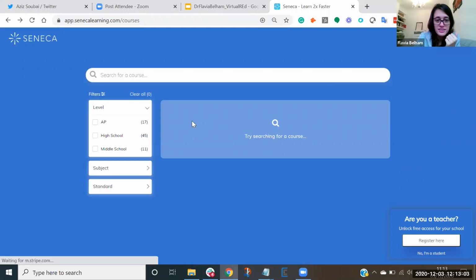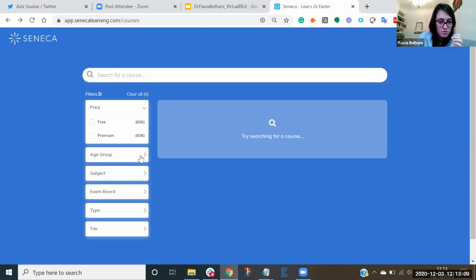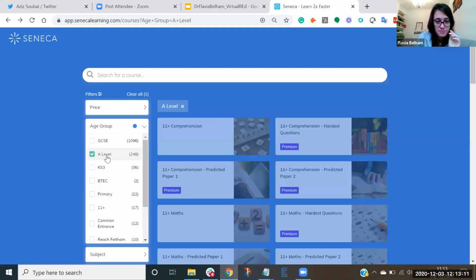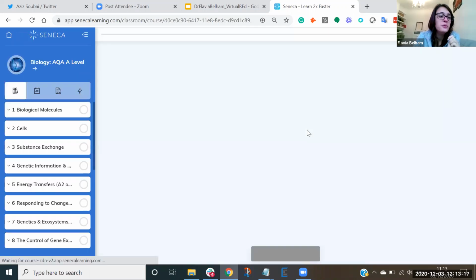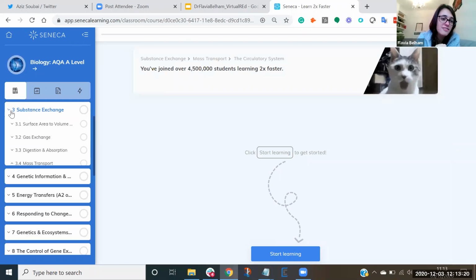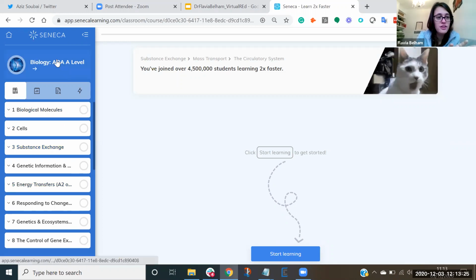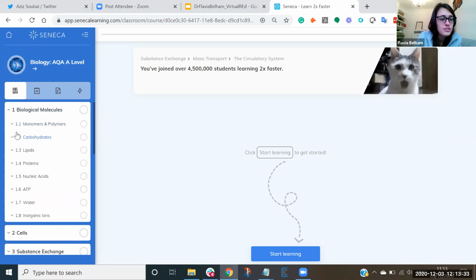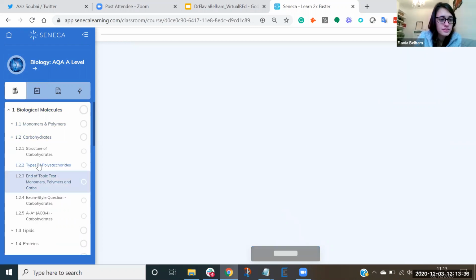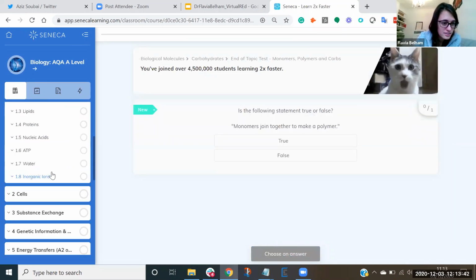Okay, so the way it works, you have all of these here. So let's go for A-Level biology, which is the first one that I see here. The way this works is that you have all the information here. So this is the whole course, like everything that students need to know, in this case for the AQA A-Level exam, but again, we have other exams in other countries as well. So let's choose one of them.